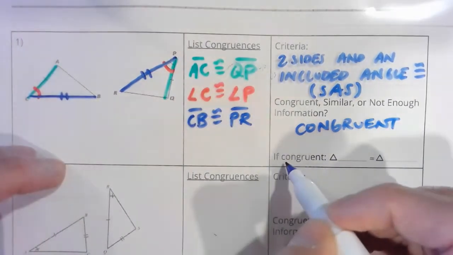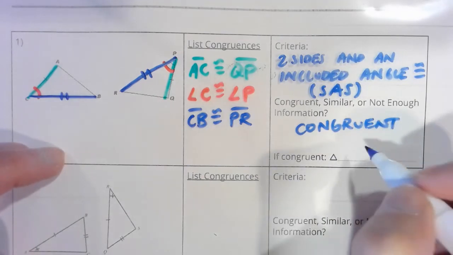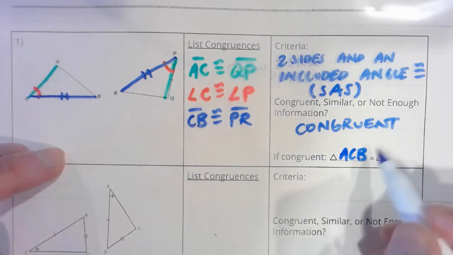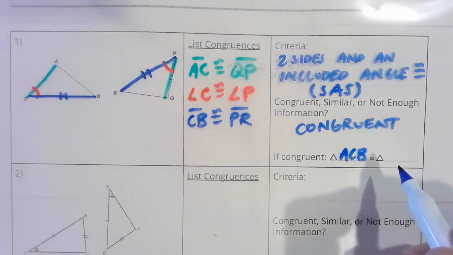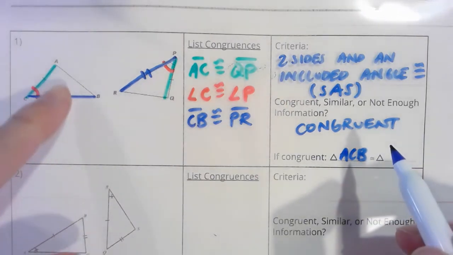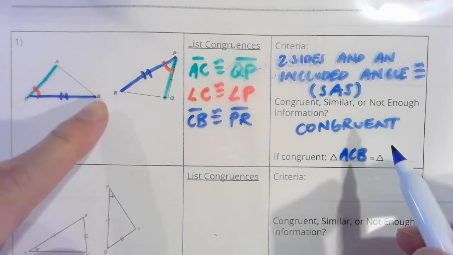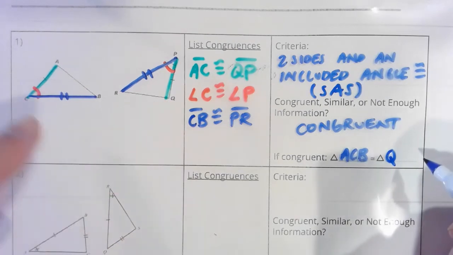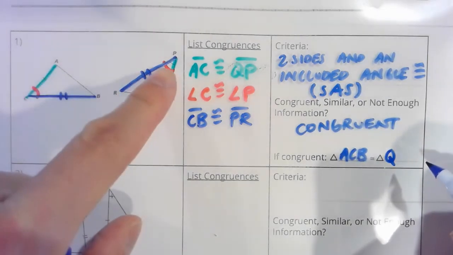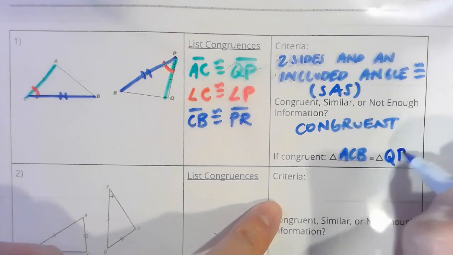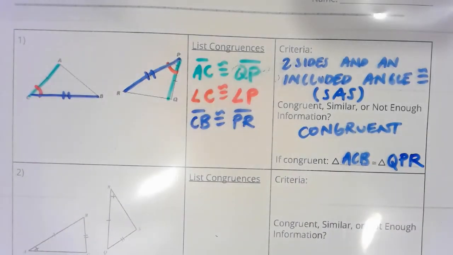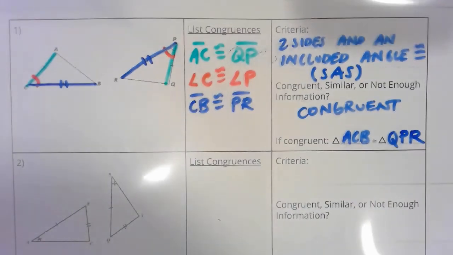And then since it's congruent, I'll fill out this bottom part. Triangle ACB is congruent to triangle. And remember, order matters here. So A is congruent to angle Q. So I'm going to list Q first. And then C is congruent to P. So say Q, P, R. Just like that. And so that's an example of how you're going to answer each of these questions.